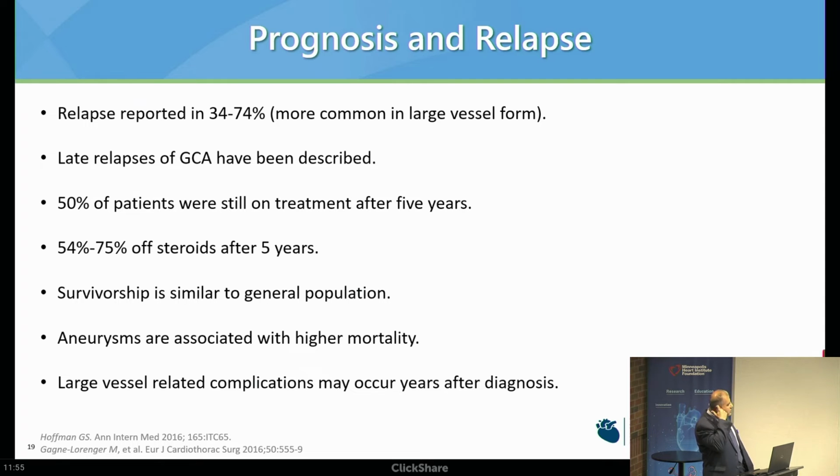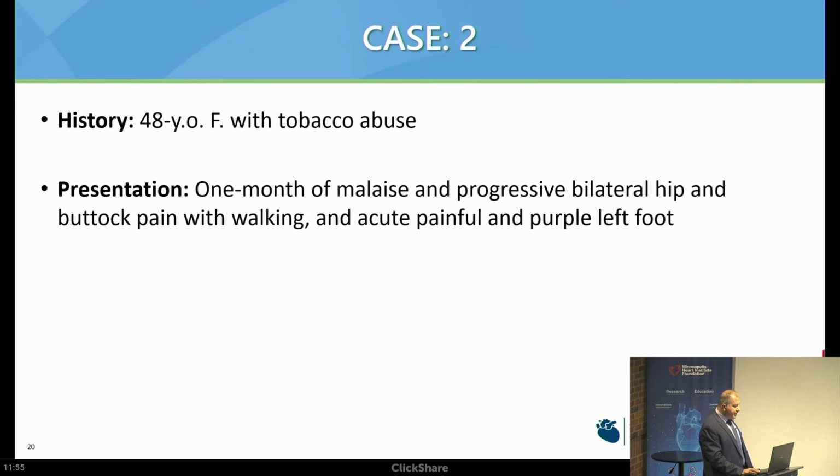Aneurysms are indicators of high mortality. And also, large vessel-related complications can occur years after. I have actually diagnosed a patient with inflammatory thoracic aortic aneurysm 5 years after she had been treated for GCA. So now we have covered GCA.